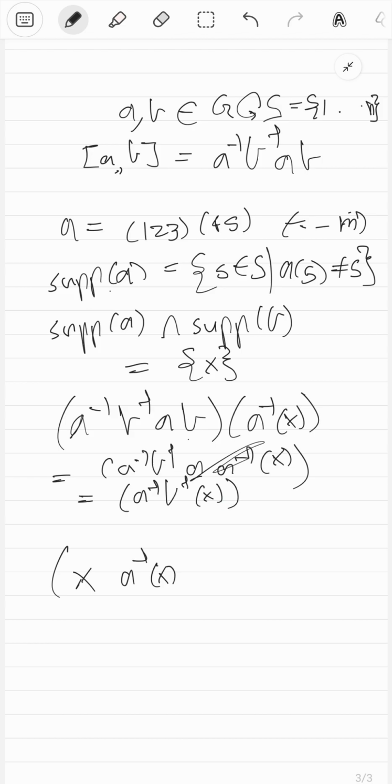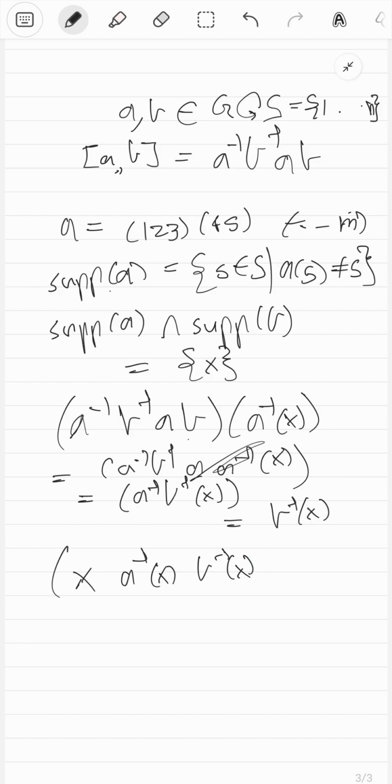Now once again, b inverse of x is not in the support of a and not in the support of a inverse, because it's just considering the same elements once again. And so this just becomes b inverse of x, right? So a inverse of x gets mapped to b inverse of x by the commutator.